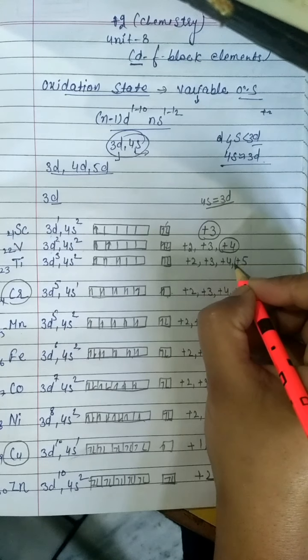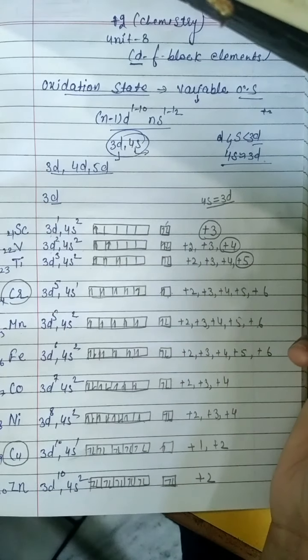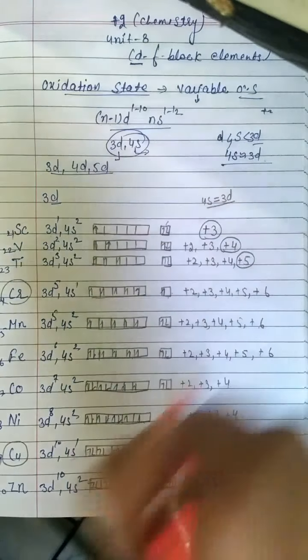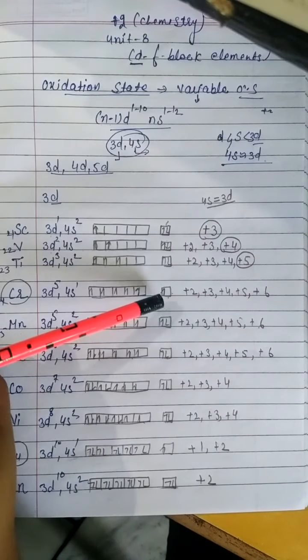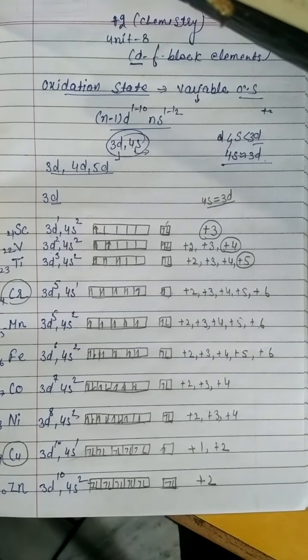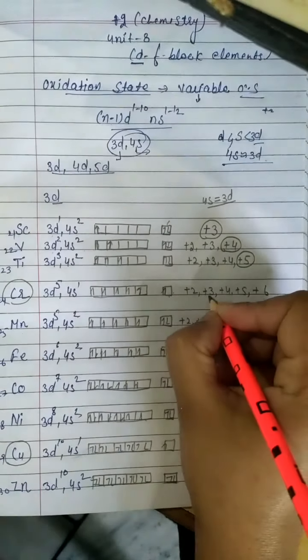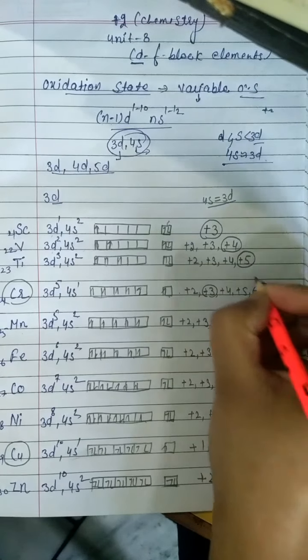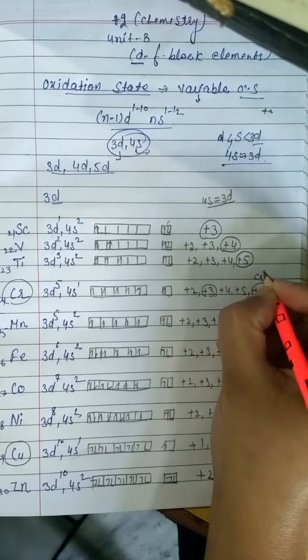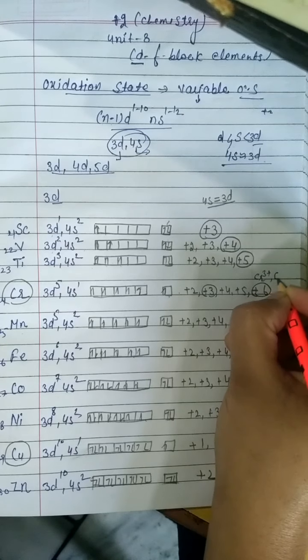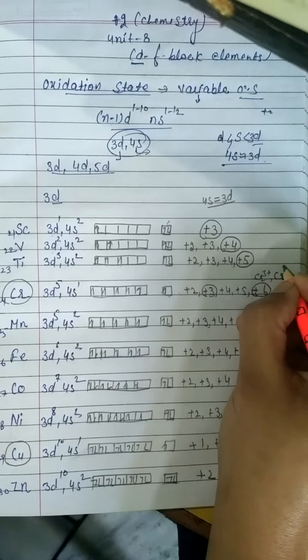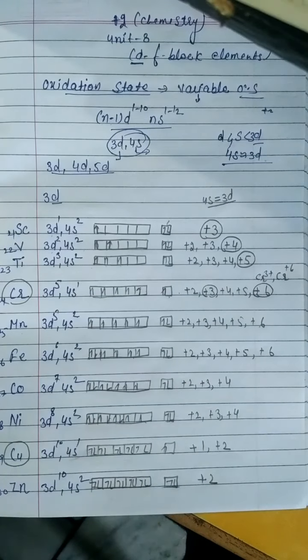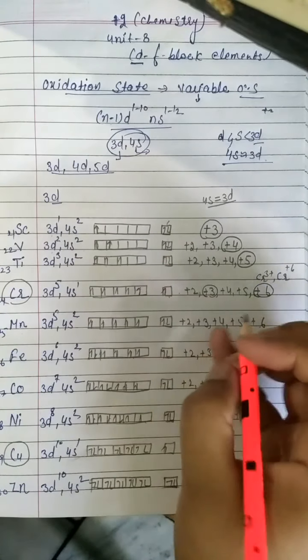And in the case of titanium, the +5 oxidation state is more stable. Now here, the +1 or the +6 oxidation state is more stable. But in that case, +3 and +6 oxidation states are more stable. In the case of chromium, that is chromium 3 positive and chromium +6. What is the reason behind it?